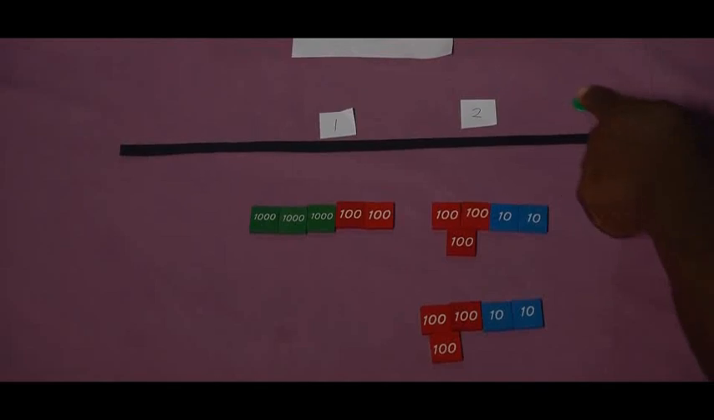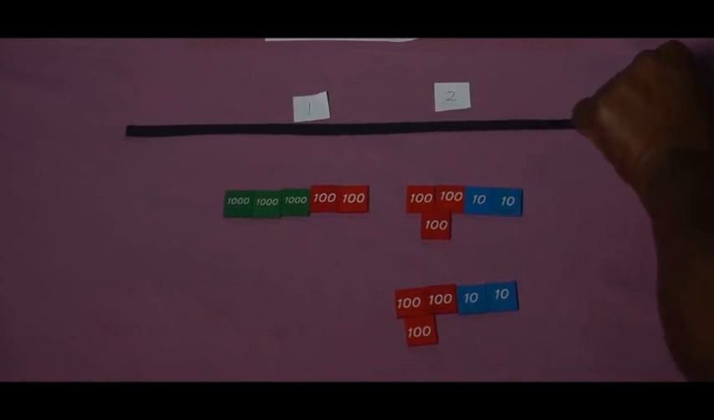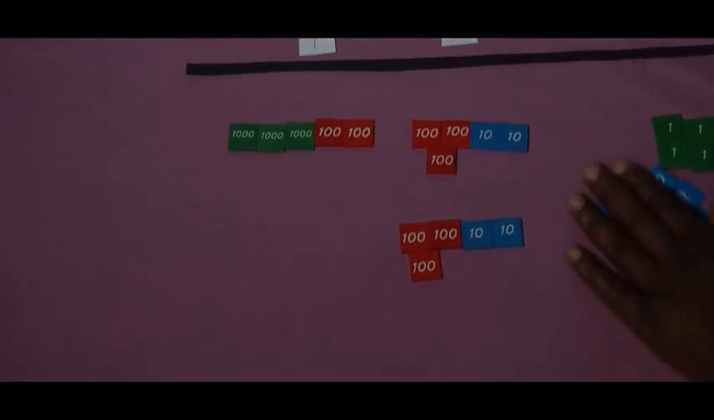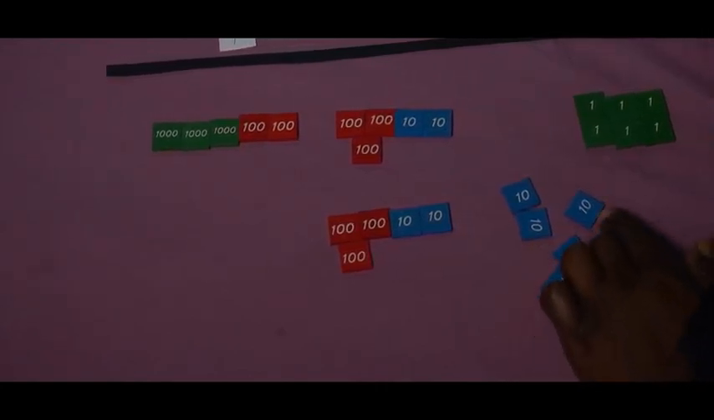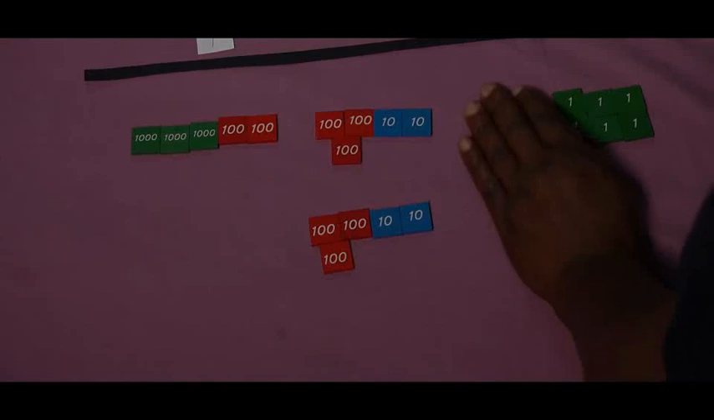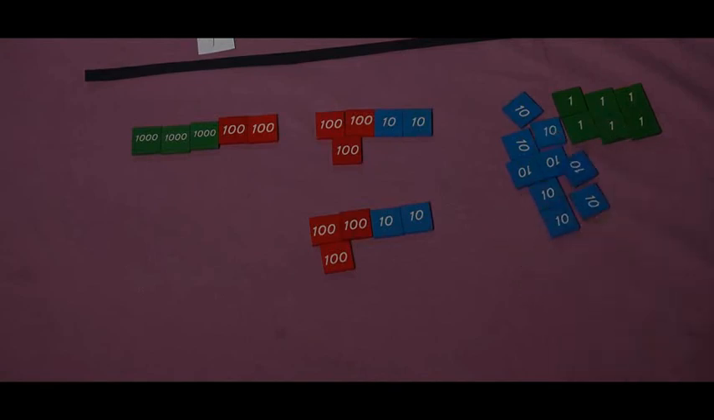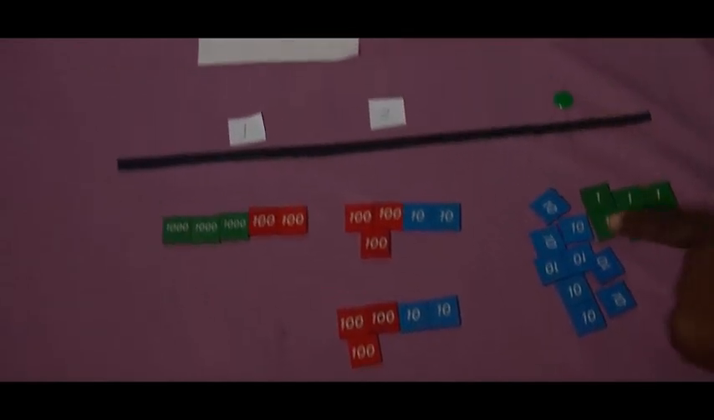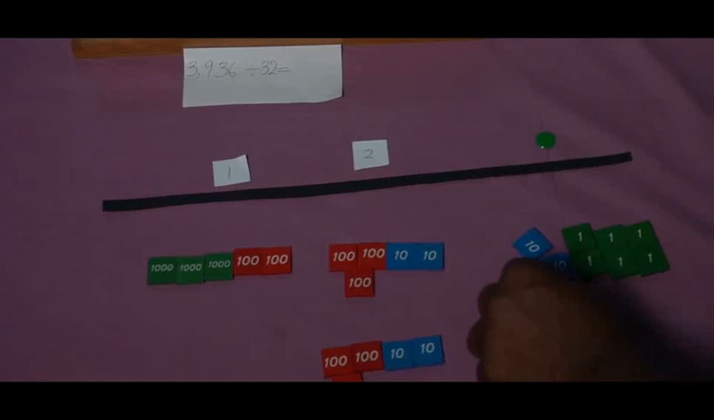I'll move my memory marker to the units. Ask myself again, I'll bring my tens here now, the remaining tens. How many tens do I have? 1, 2, 3, 4, 5, 6, 7, 8, 9. I have 96 units. This is a unit category. I have 96 units. I'm considering two categories. So we ask ourselves again, how many groups of 32 can I make out of my 96 units? Let's go and make our groups.